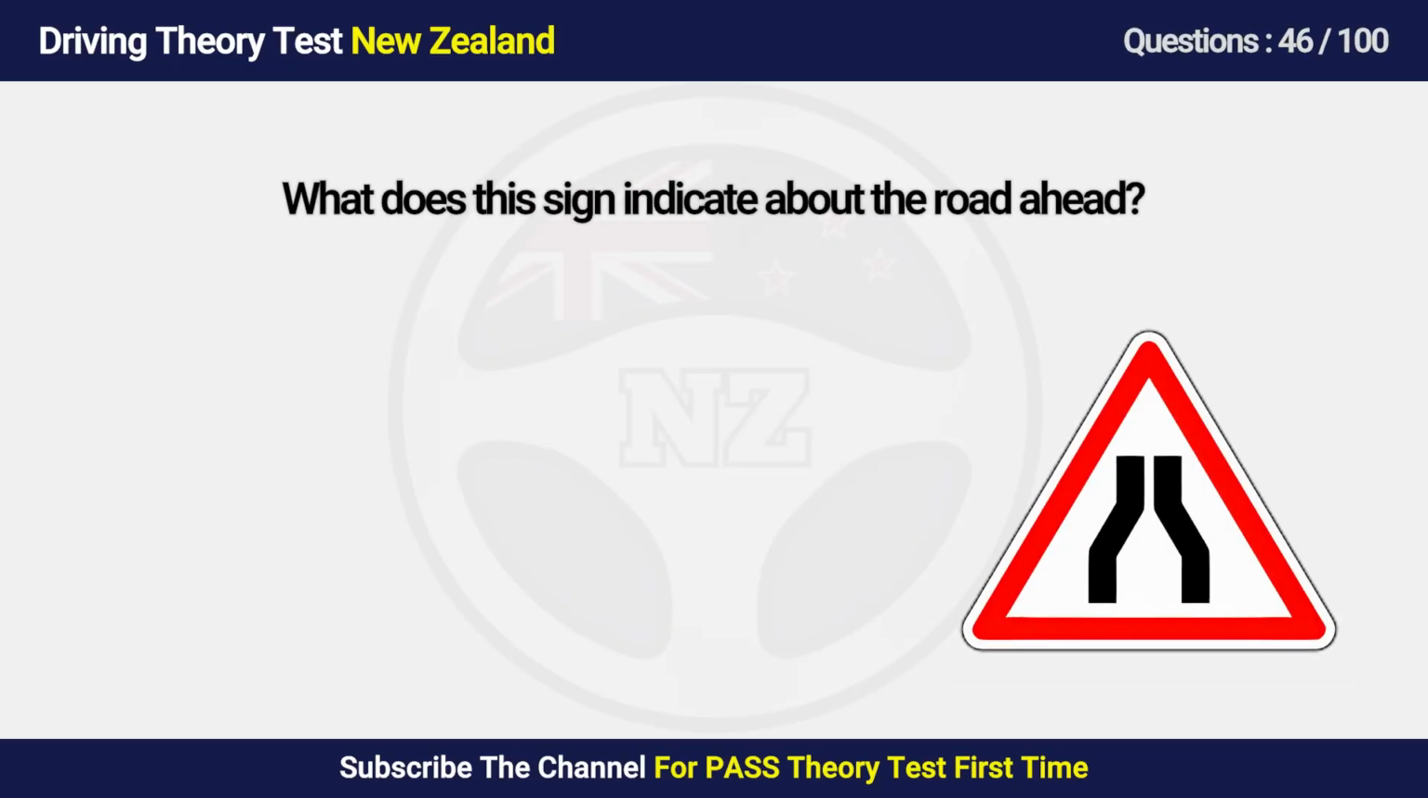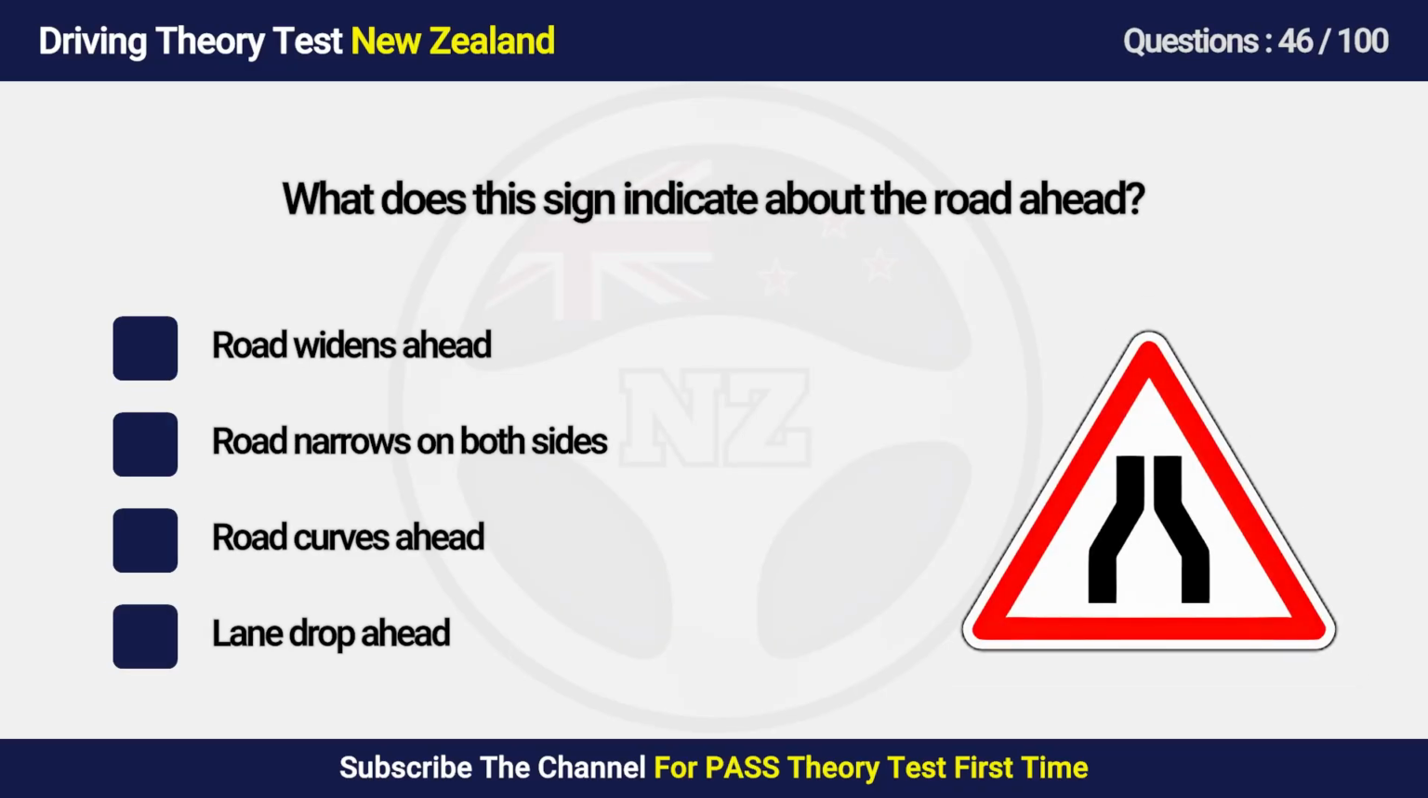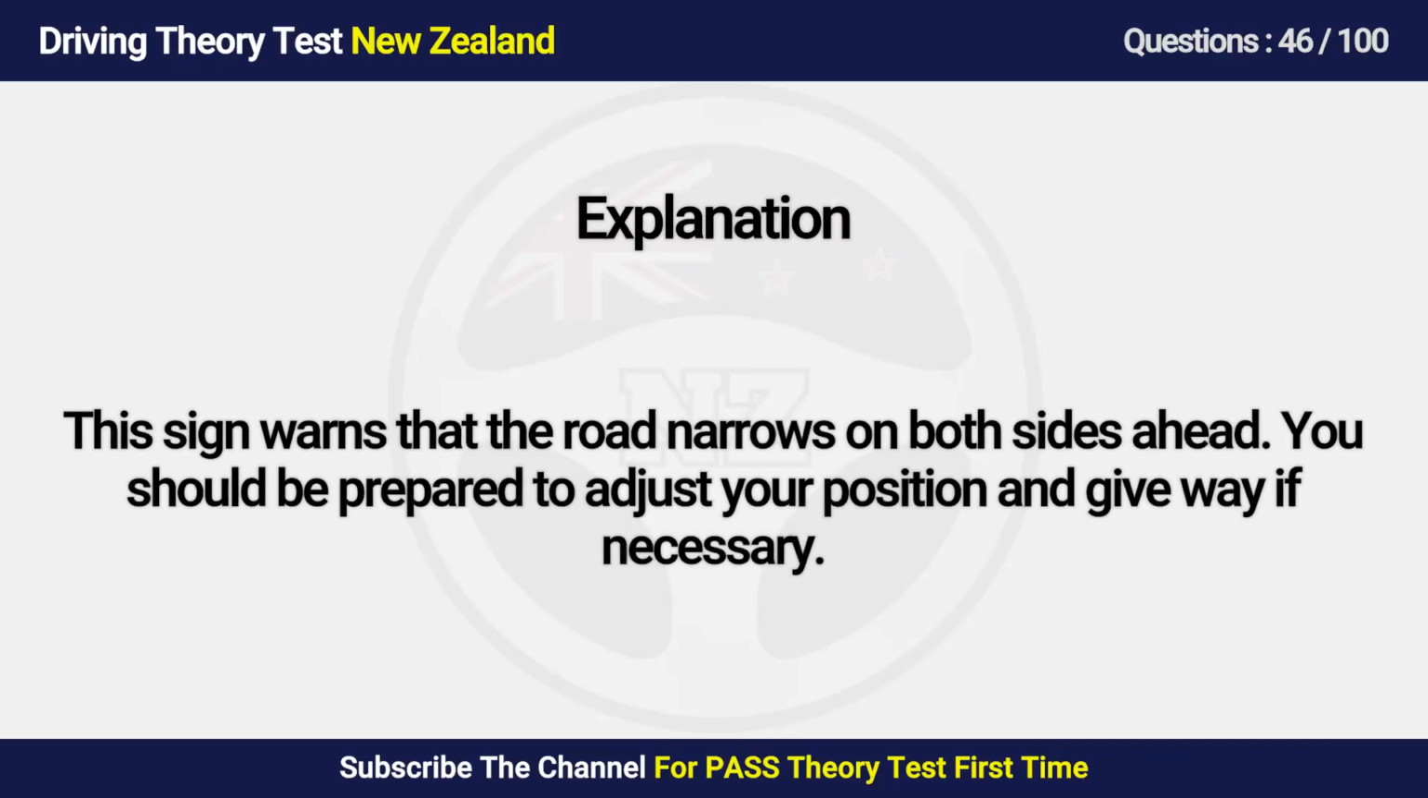Question 46. What does this sign indicate about the road ahead? A. Road widens ahead. B. Road narrows on both sides. C. Road curves ahead. D. Lane drop ahead. Answer is B. Road narrows on both sides. This sign warns that the road narrows on both sides ahead. You should be prepared to adjust your position and give way if necessary.